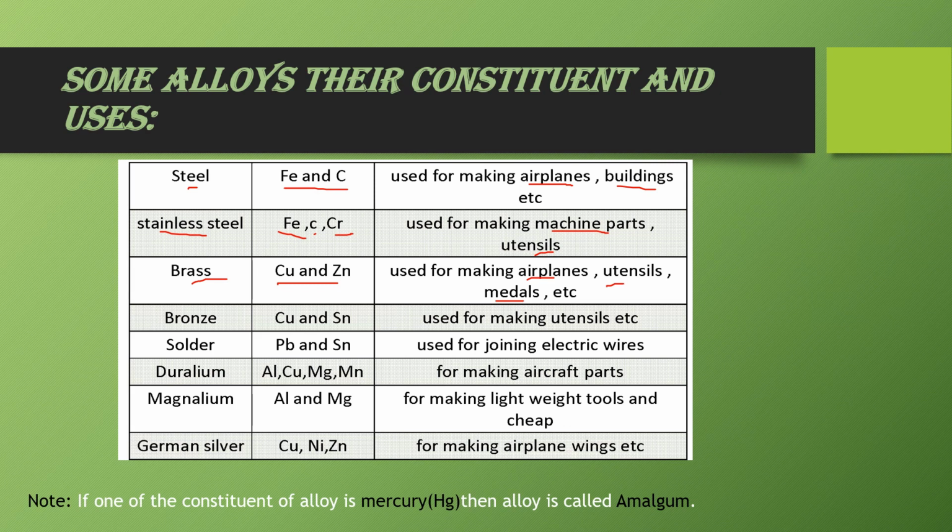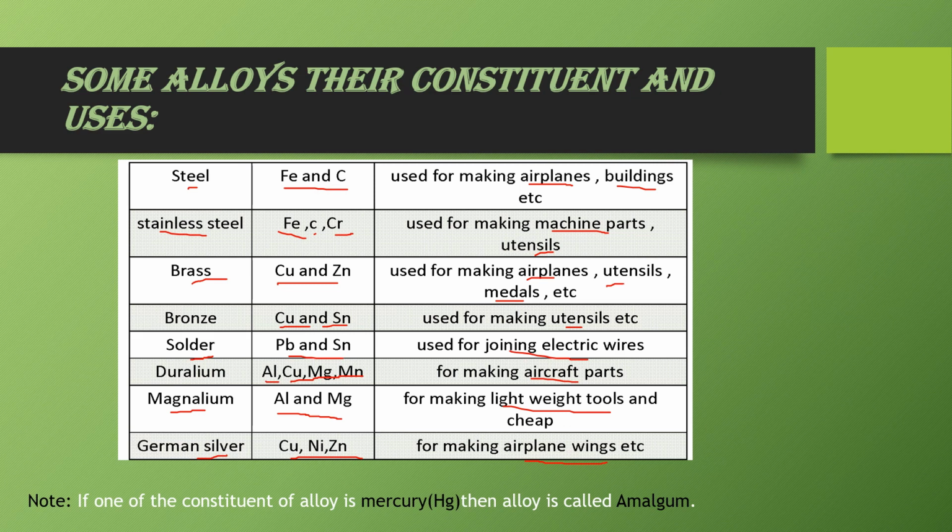Bronze is an alloy of copper and tin. It is used for making utensils, medals, etc. Now solder is an alloy of lead and tin used for joining electric wires. Duralumin is the alloy of aluminium, copper, magnesium and manganese. It is used for making aircraft parts. Magnalium is the alloy of aluminium and magnesium. It is used for making lightweight tools. German silver is an alloy of copper, nickel and zinc, and it is used for making airplane wings, etc.